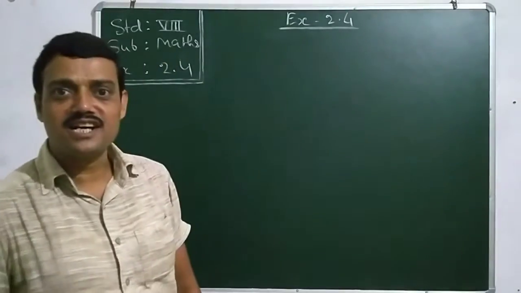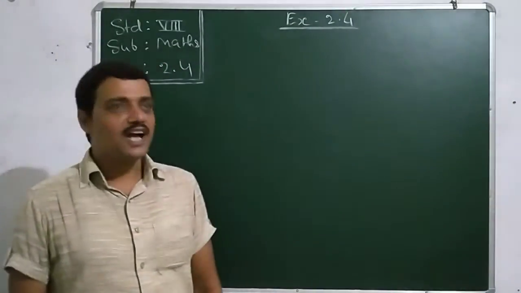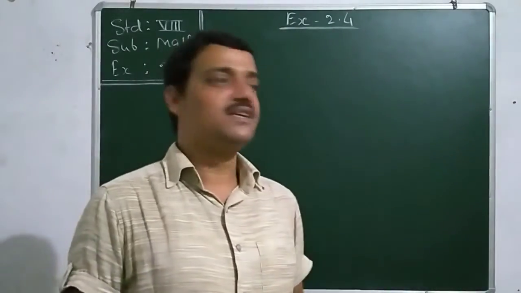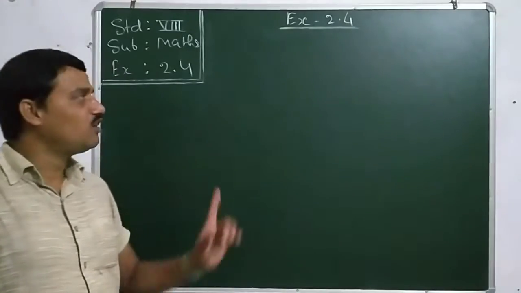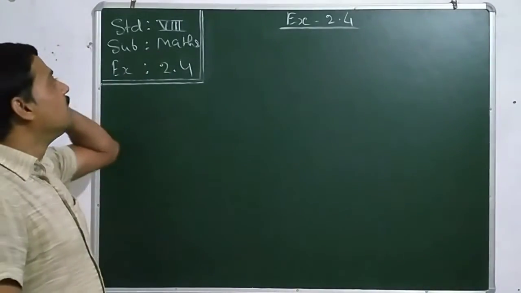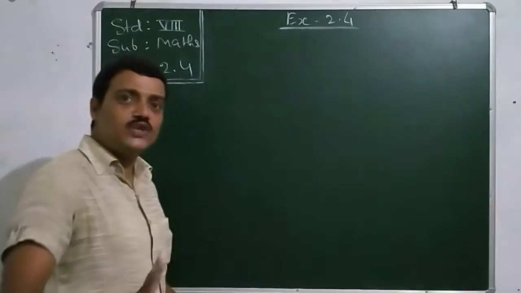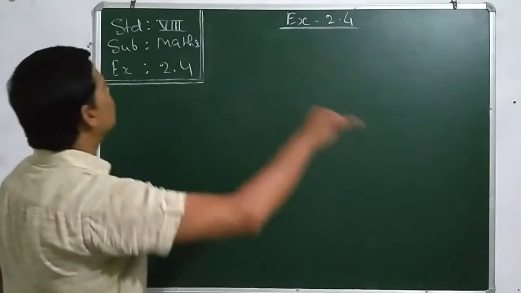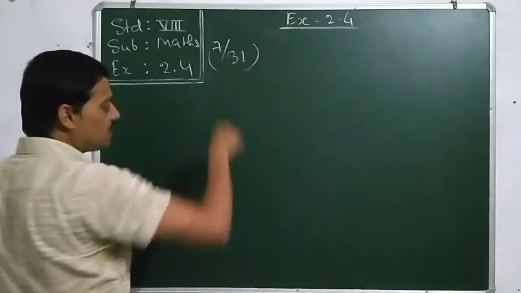In the previous class, I had explained you exercise 2.4, but I could explain only up to 6 number sum. Come to the 7 number sums onward, that is exercise 2.4 for standard 8. I will continue that class only today. Come, 7 by the page number was 31.